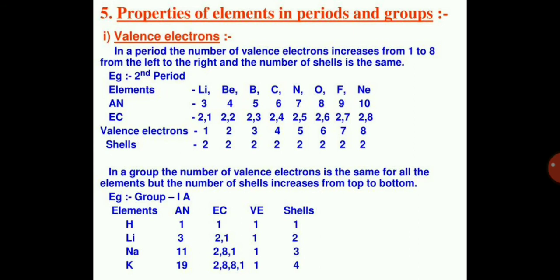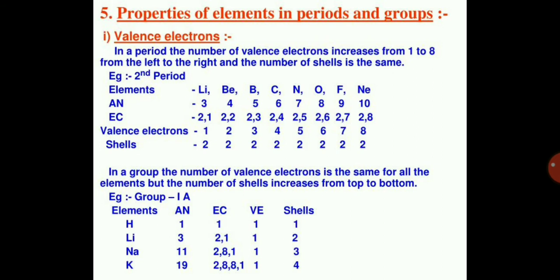The electronic configuration of lithium is 2, 1, beryllium 2, 2, boron 2, 3. So in 2, 1, the 1 is the valence electron. Lithium has 1 valence electron, beryllium has 2 valence electrons, boron has 3 valence electrons, carbon has 4 valence electrons. In such a manner the electrons were arranged in increasing order, and the shells were K shell, L shell, M shell, N shell. You have studied this earlier, correct? There are 4 shells, K, L, M, N.